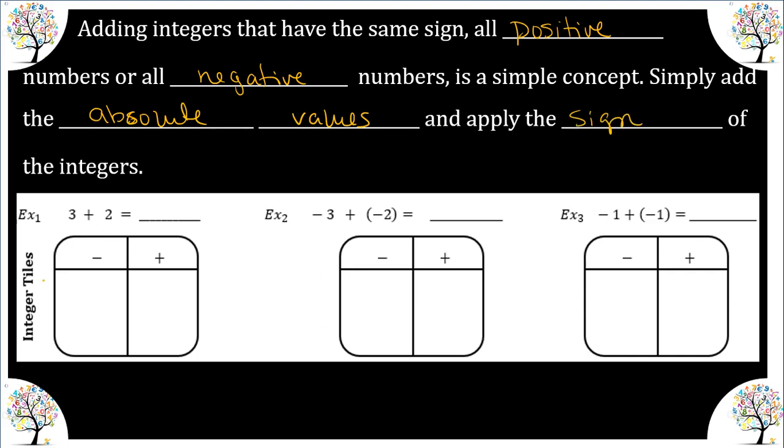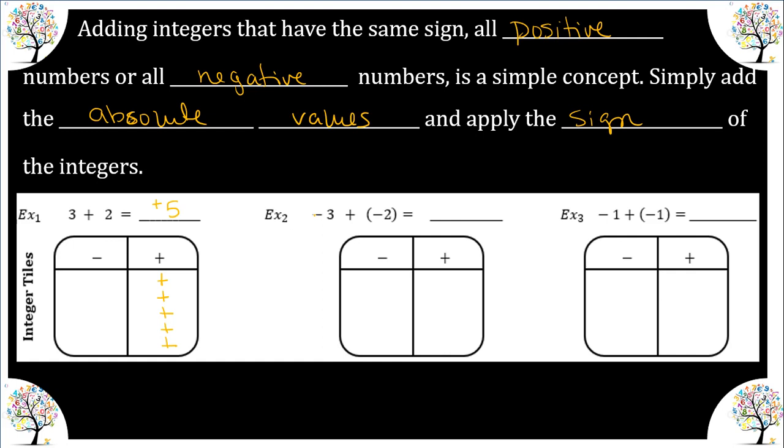So let's use integer tiles to represent this simple concept. If we have 3 plus 2, we have 3 positives, and we're going to add 2 more positives, so we simply have 5 positives altogether. And remember, when there is no sign in front of a number, it's understood to be positive. So you can put a positive, but typically we don't.